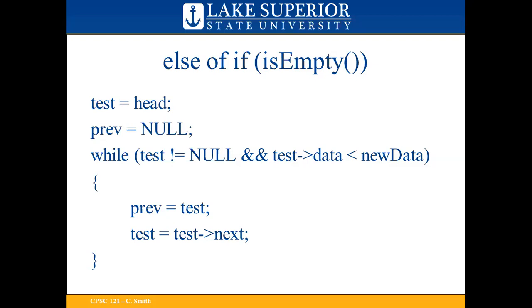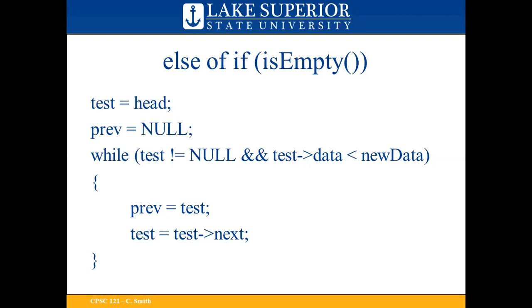And then our while loop conditional is while test does not equal null and test arrow data is less than the data we're inserting, the new data. And as long as those are both true, remember an AND requires both of them to be true, then we're just going to walk those 2 pointers down. Previous is going to shadow test. And so remember the first time through test is head, previous is null. So the first time through we set prev equal to test and test equal to test arrow next.